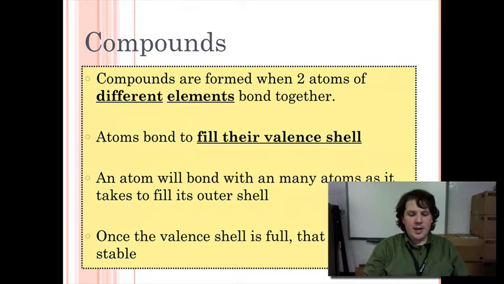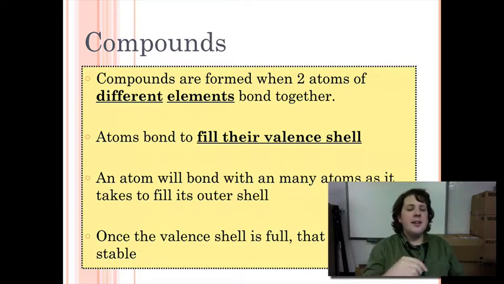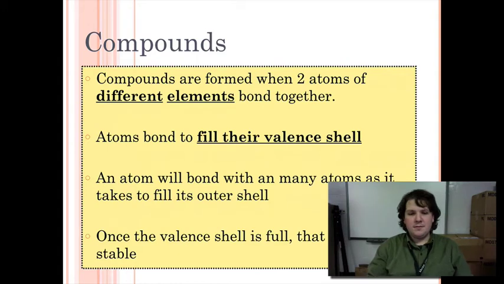When atoms of two different elements come together, they're called compounds. So remember, compounds require atoms of two different elements, and the reason why they bond in the first place is to fill their valence shell so that they can become stable. An atom will bond with as many other atoms as it takes to fill its outer shell, so it's not always going to be a 1-to-1 ratio. That's why compounds have formulas.